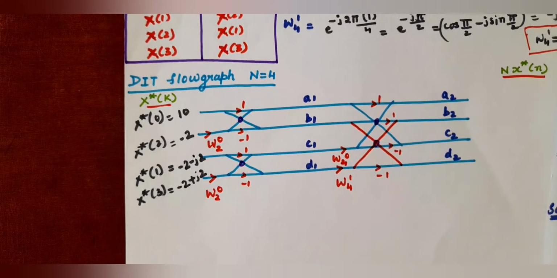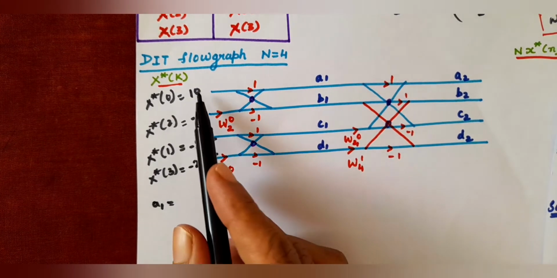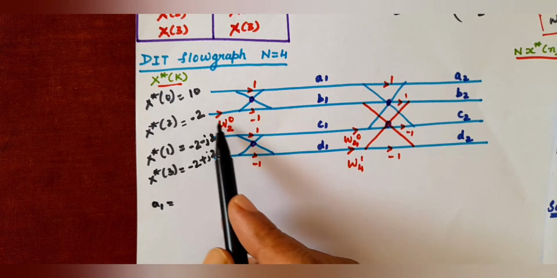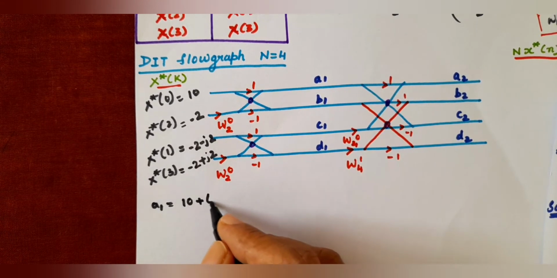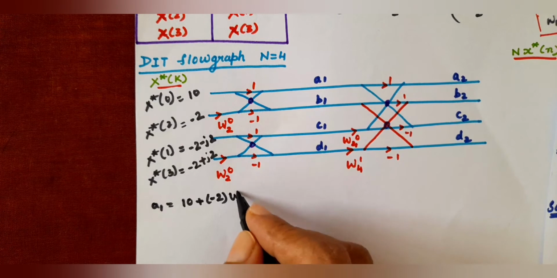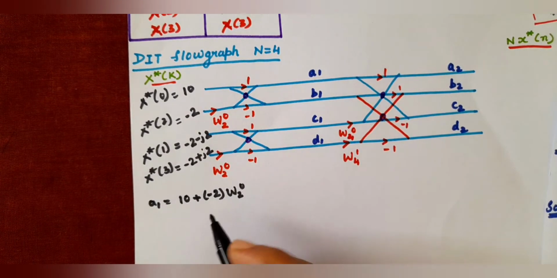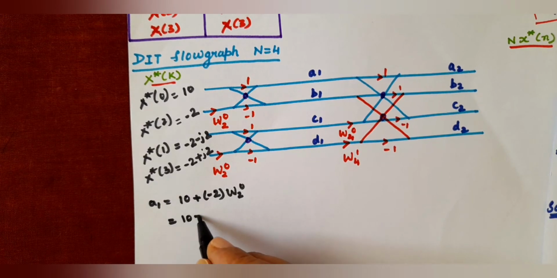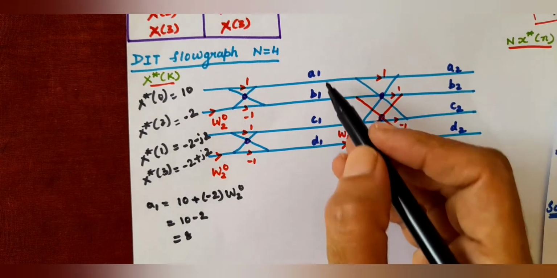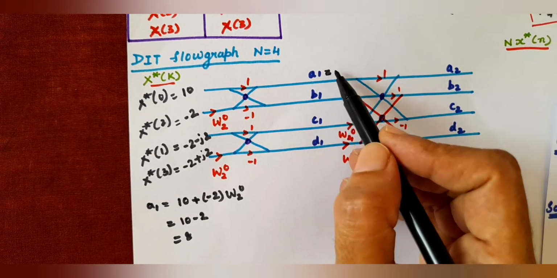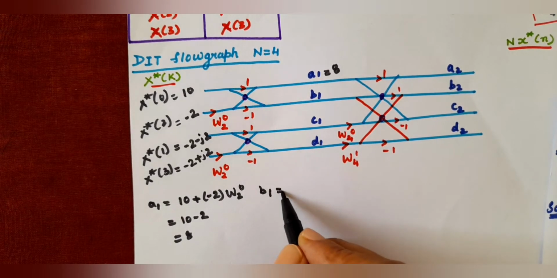Let us solve the problem now. What is the A1 equation? A1 is A plus B into the twiddle factor. So it is 10 plus minus 2 times W2 to the power 0. What is W2 to the power 0? It is 1. So it is 10 minus 2, equal to 8. A1 value is 8. Now let us do the B1 calculation. What is B1?